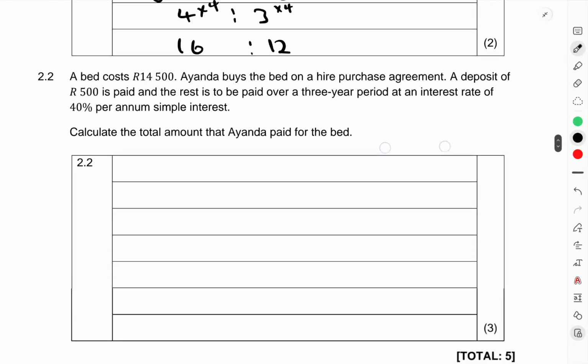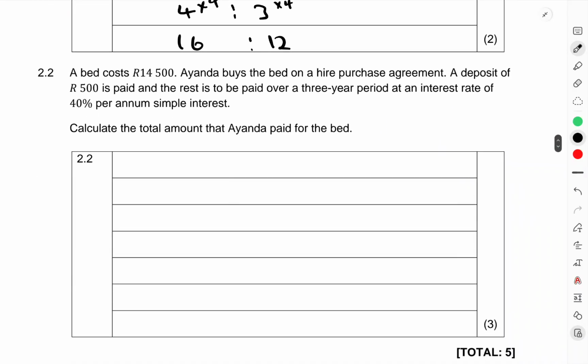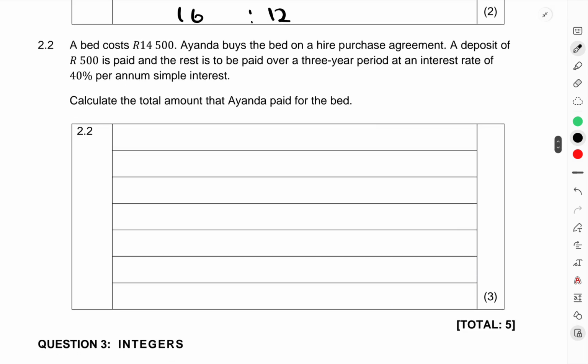Now let us go to 2.2. A bed costs 14,500. Ayanda buys the bed on a hire purchase agreement. A deposit of 500 is paid, and the rest is paid over a period of 3 years at an interest of 40% per annum. Meaning, this particular person, Ayanda, let me just say she. Ayanda bought a bed, right? So we have a bed this side. So she bought a bed, right?